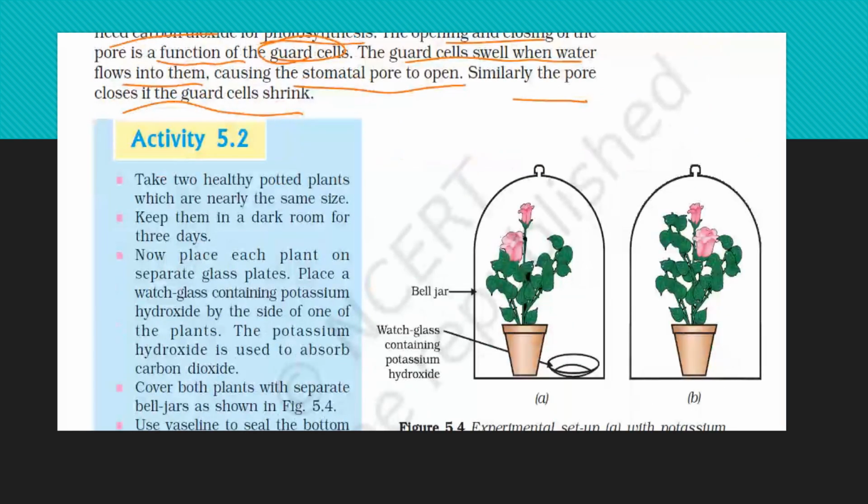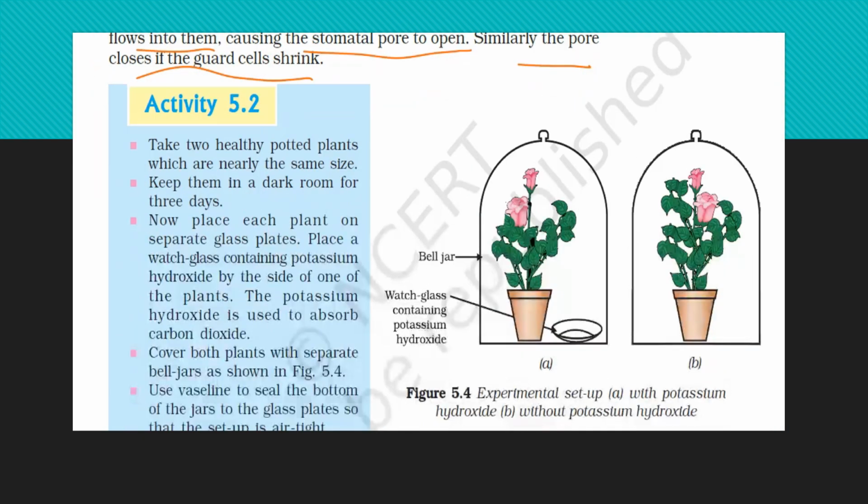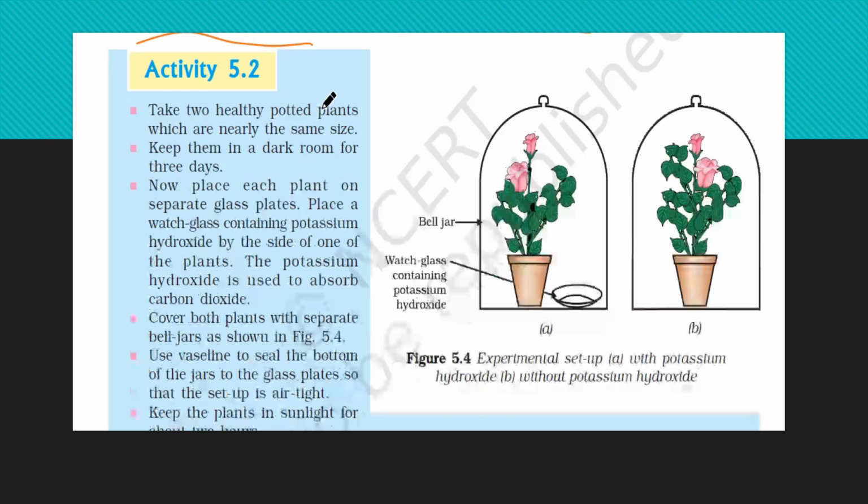Let us see what is there in this one. There is another activity, activity 5.2. We will take this activity to the next class, because we have already learned so many things in this class, and it will be too much to continue with this experiment also. Till the opening and closing of the stomatal pore, we will keep it for today. We will take this activity to the next class, and with that we will also study heterotrophic nutrition.